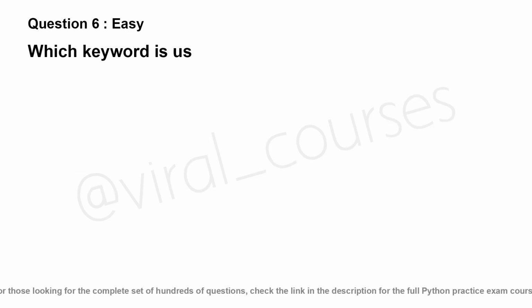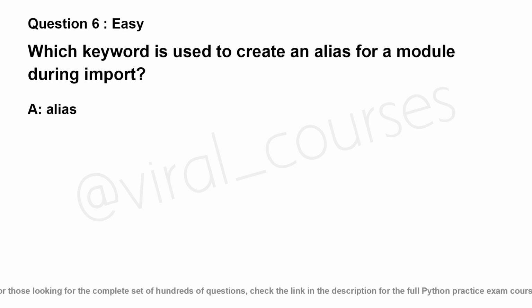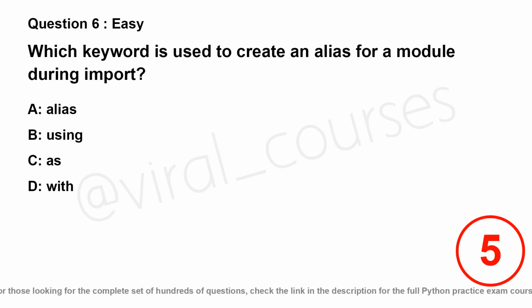Which keyword is used to create an alias for a module during import? Option A. alias. Option B. using. Option C. as. Option D. with.